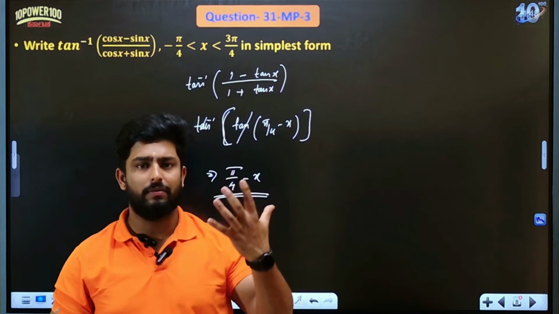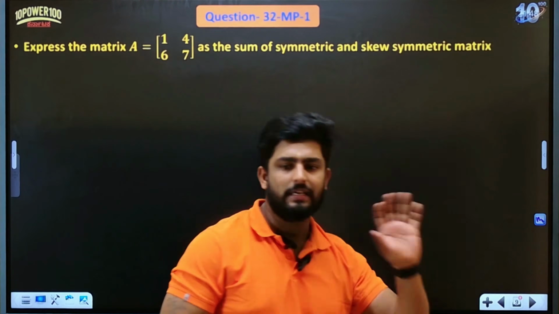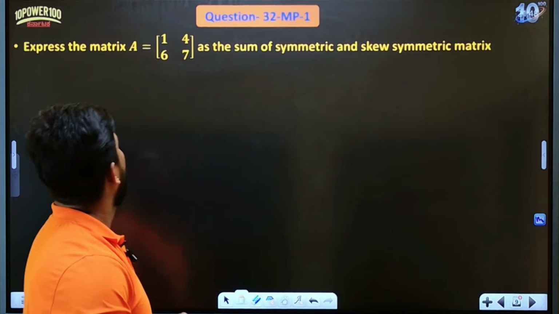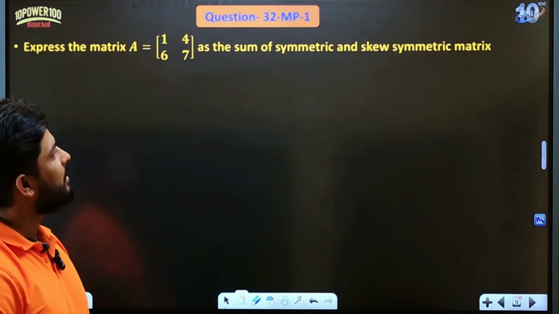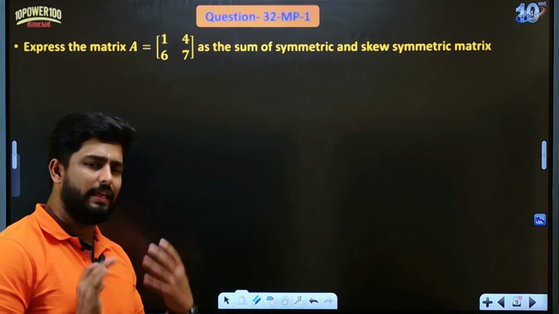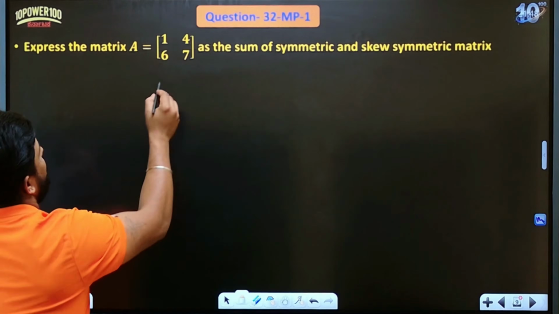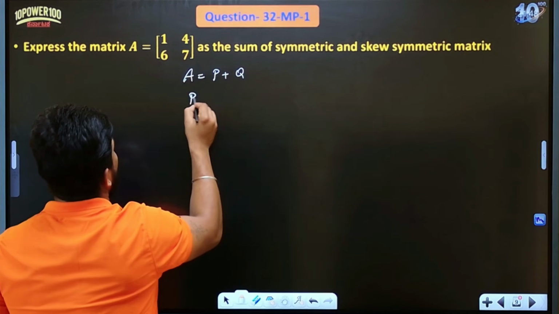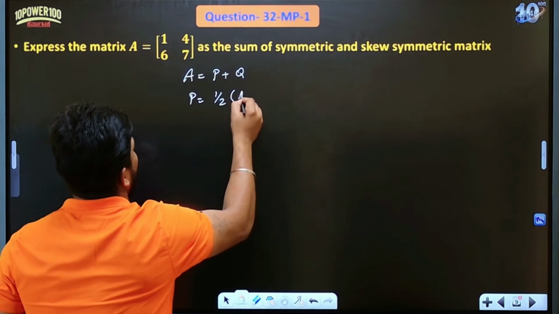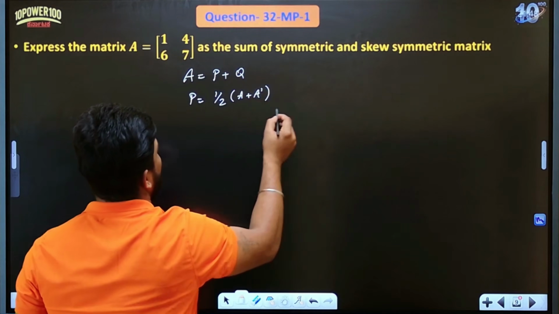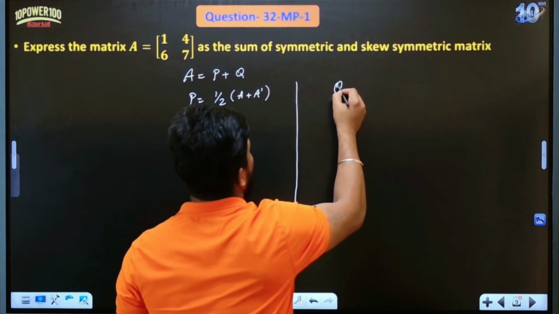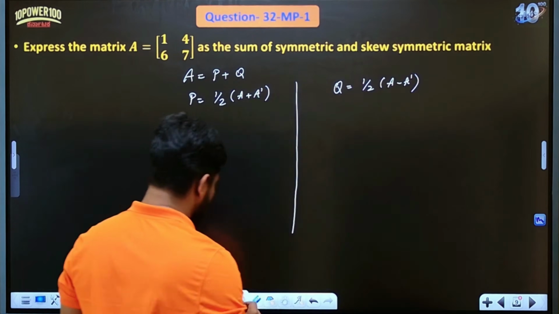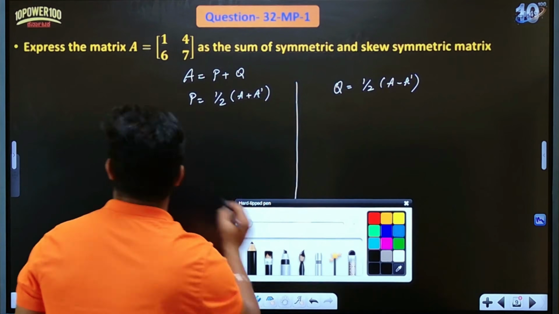So this is a simple one. If you practice this, it is more than enough for you to score 3 out of 3. Next one: express the matrix as the sum of a symmetric and a skew symmetric matrix. This is one of the easiest questions. So you take A is equal to P plus Q. P is half of A plus A dash, and Q is half of A minus A dash. In the beginning itself, you write down what A dash is.